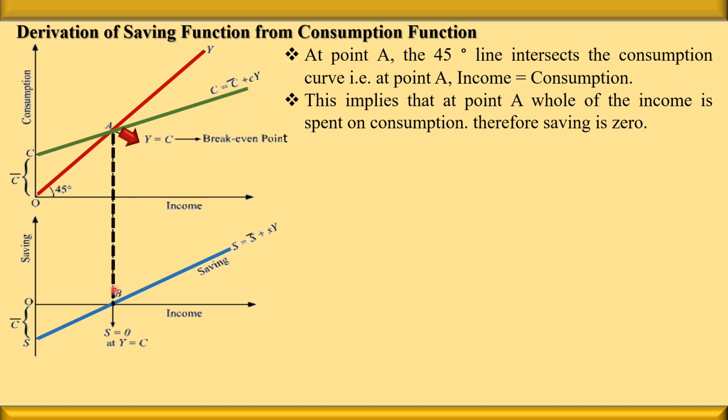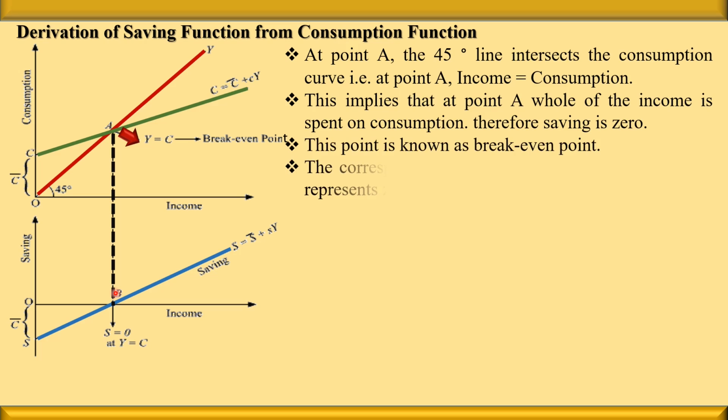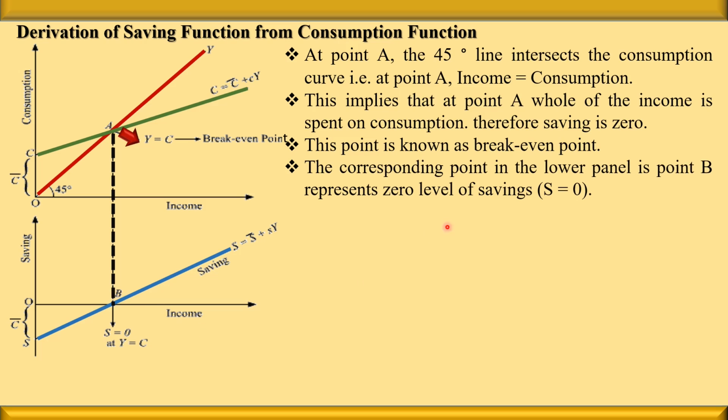In the lower panel, corresponding to this point, we can say that the saving is 0. What does it mean? It means whatever money the person is earning, everything is being consumed. So the saving is 0. That is the main reason it is called the break-even point.